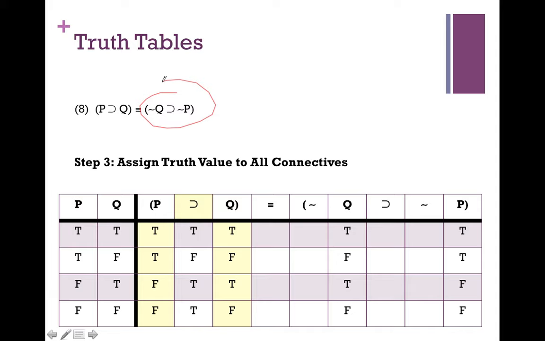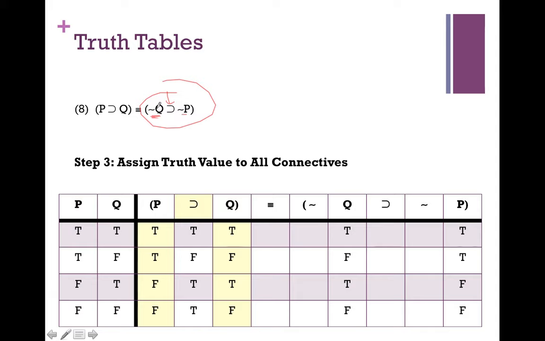Well, we're going to start, as always, with the connective of least scope. We're focusing on this compound proposition, but even here, the connectives have various degrees of scope. The not applies only to the Q. The not here applies only to the P. This conditional, however, has broader scope than the negation.